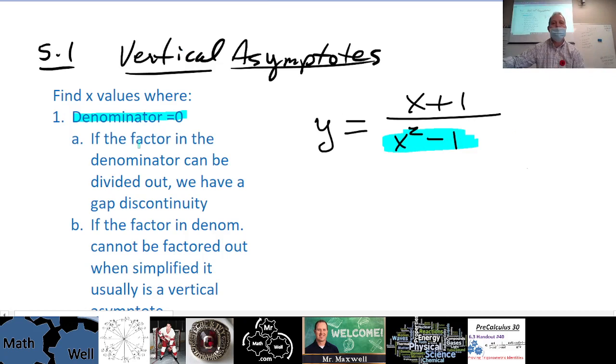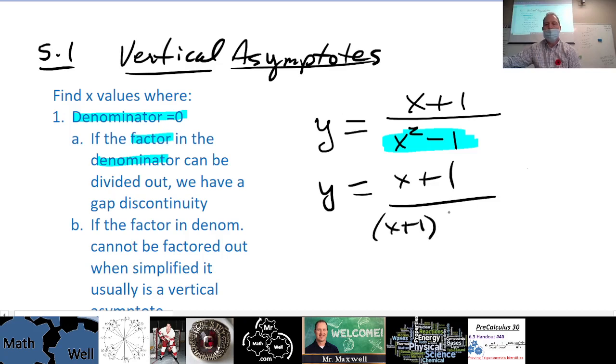So what you want to do is you want to factor the denominator to be sure that you've got all the possibilities exposed. So you want to factor the denominator. Okay, so let's do that first, then I'll get into what the rest of this point says. So y equals x plus 1 over x plus 1 times x minus 1. Okay. So the restrictions in the denominator look like x equals plus 1 or minus 1.